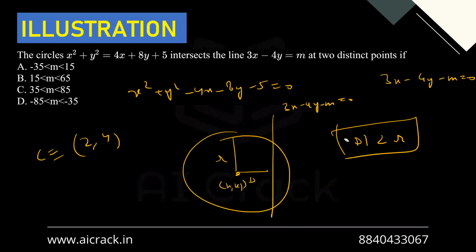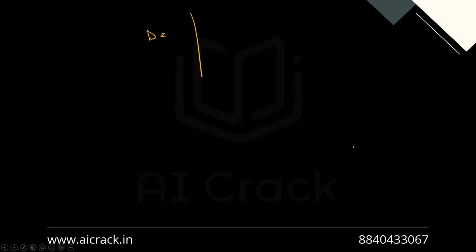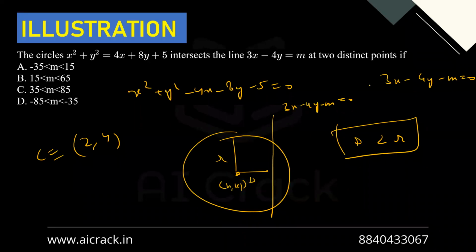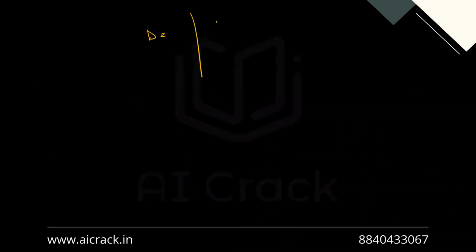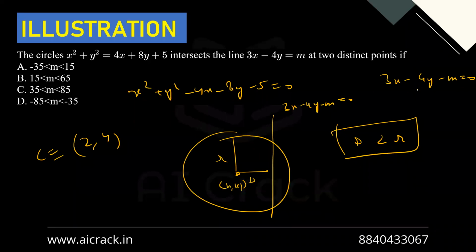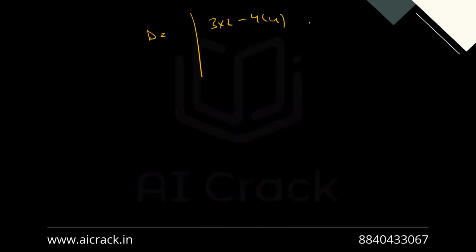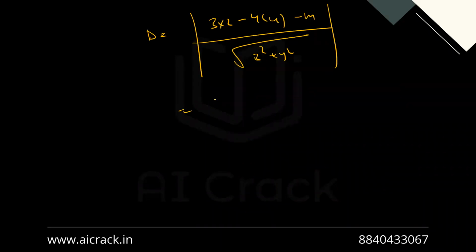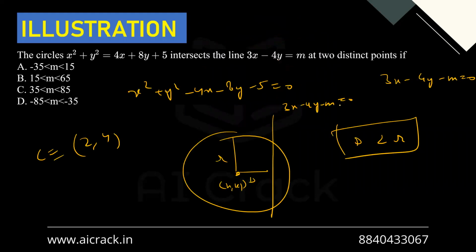So d is equal to the modulus, this is not modulus, d is already having the modulus. So d is the modulus of 3x1, where x1 over here is 2, so 3 times 2 minus 4y1, minus 4 times 4, and minus m, divided by under root 3 square plus 4 square, right? So this comes out to be modulus of 6 minus 16 minus m, divided by 5. That should be less than r.